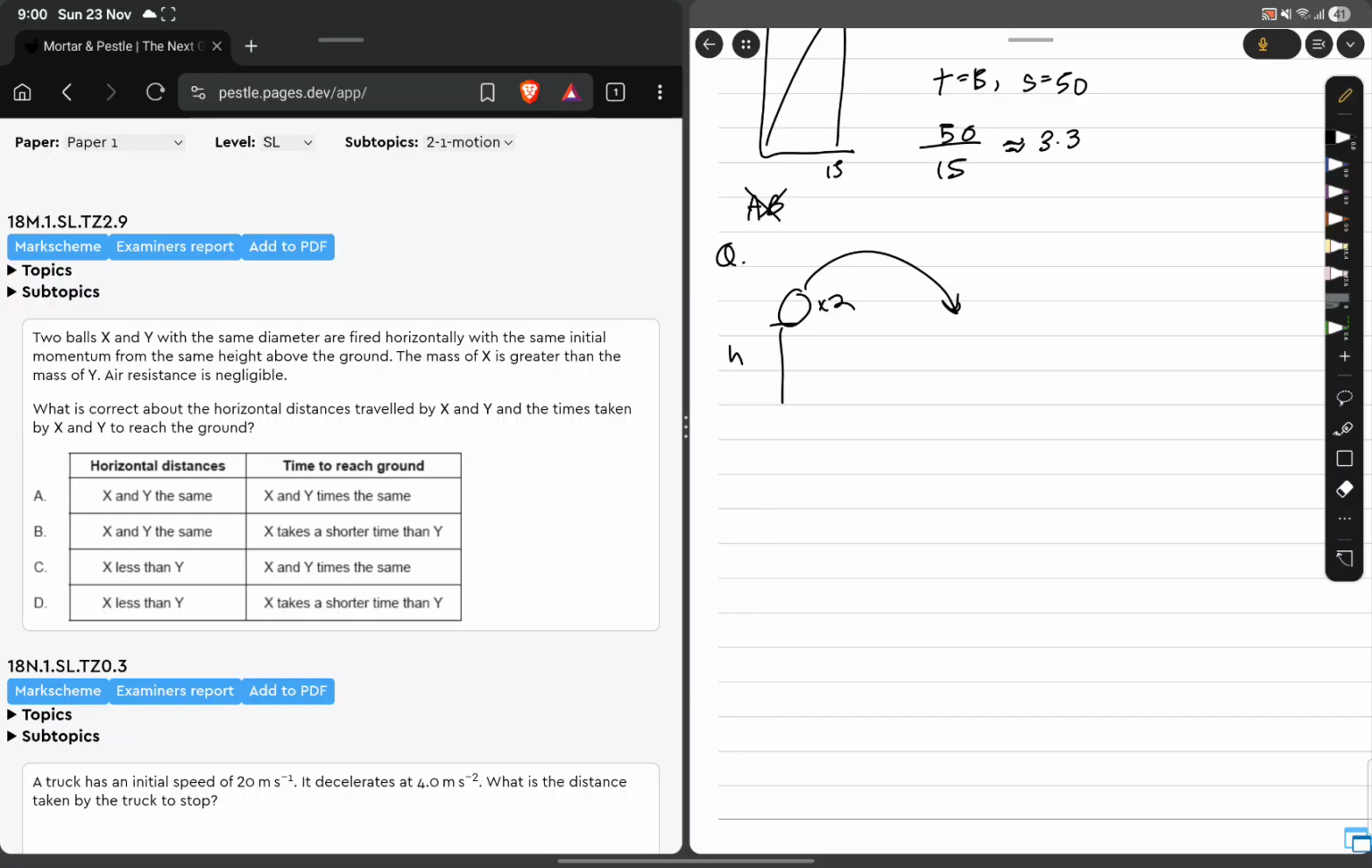Since X is heavier, it has more inertia. It's going to take more force to get it to move as fast as Y. That's why the horizontal distance is going to be less for X. Then how can it end up at the ground at the same time? That's because of the higher inertia for X. Although it takes more force to get to a high velocity, at the end it's going to move faster than Y, so it's going to reach the ground at the same time. So that's why the answer is C.